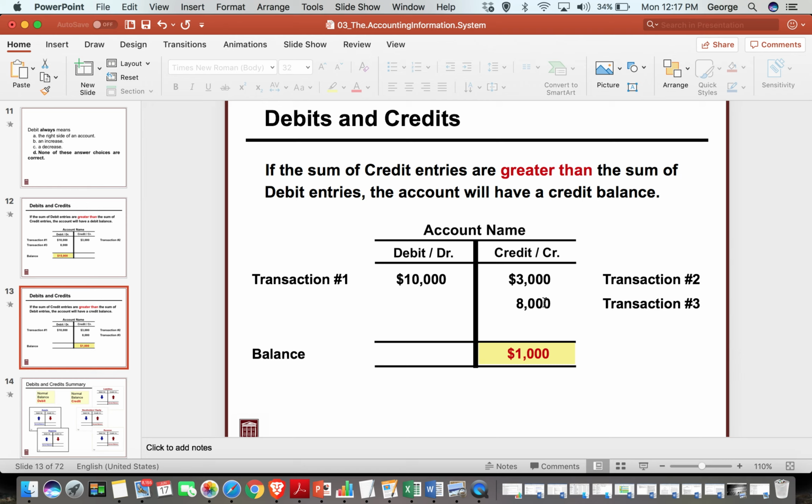Third entry, I buy some more supplies for $8,000. So debit supplies, credit accounts payable for $8,000. So notice that the credits are what's increasing that account.